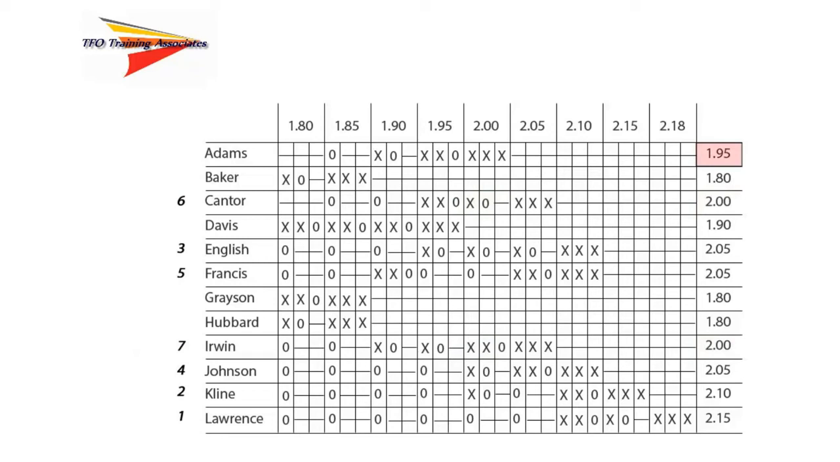Only one competitor cleared 1.95 meters. Adams is awarded 8th place. The same is true at 1.90 meters. Davis has earned 9th place. We have three competitors yet to be placed.